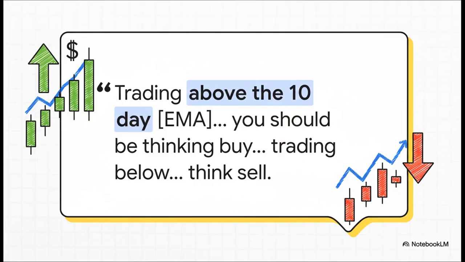For that reason, a lot of short-term traders really prefer the EMA. You know, the legendary trader Marty Schwartz, he put it perfectly. He basically lived by the 10-day EMA. He said when the price is trading above it, that's your green light. Think buy. But when it's trading below, that's a red light. Think sell. It just goes to show you how powerful a simple rule like that can be, as long as you have the discipline to follow it.